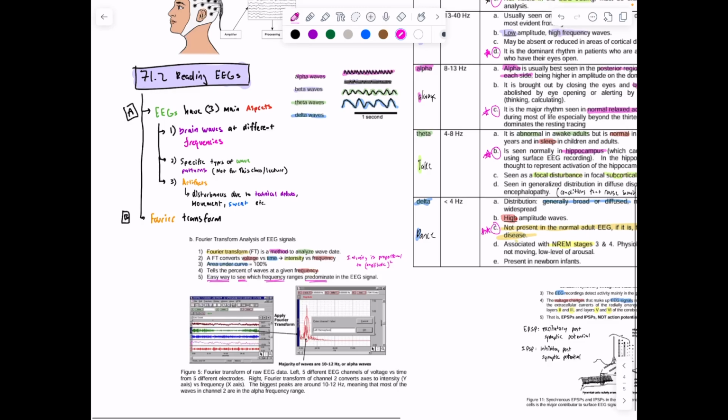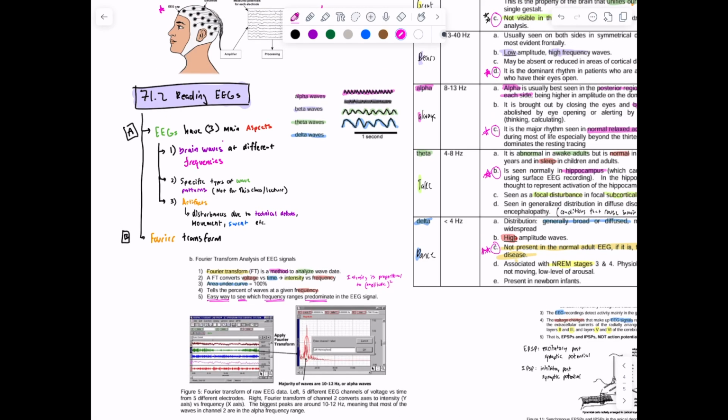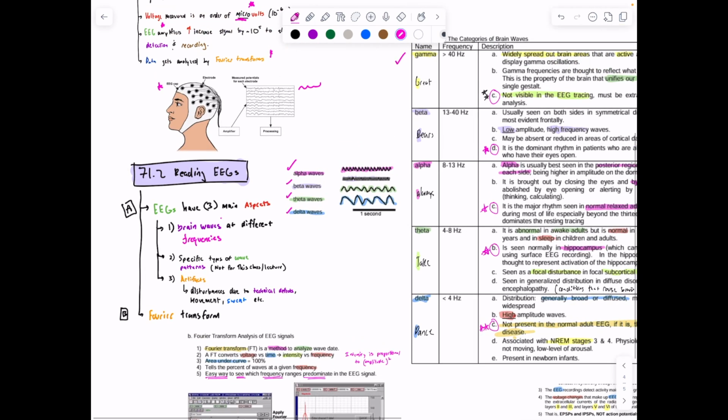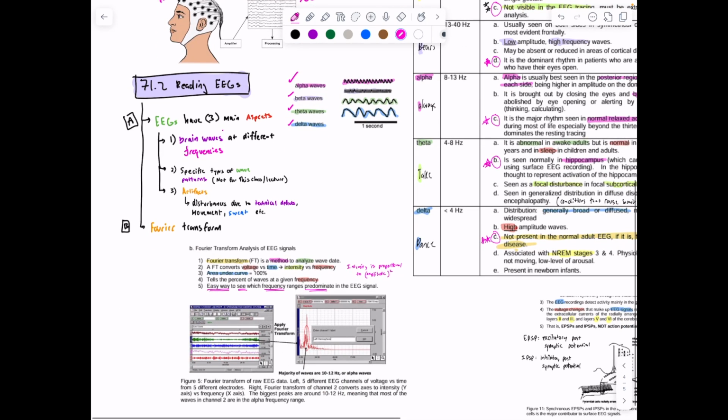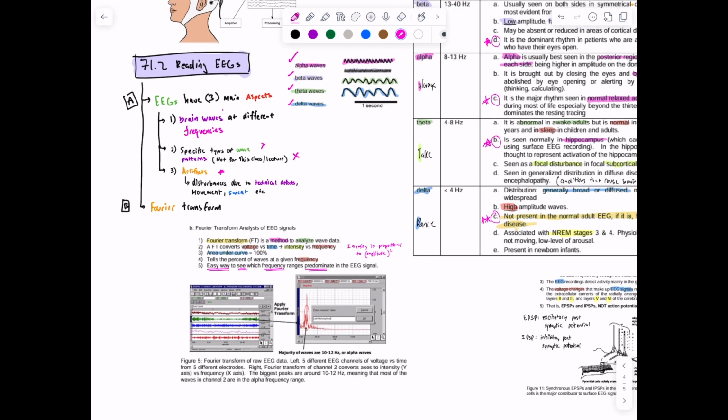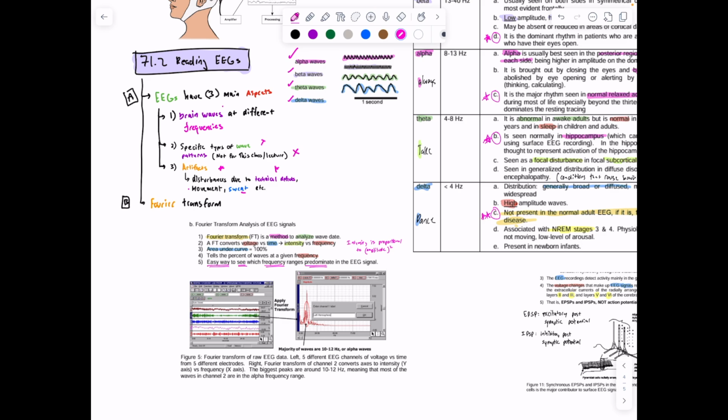All right, so then how do we actually go about reading EEGs? They have 3 main aspects that we care about. So brain waves at different frequencies. We have alpha, beta, theta, delta waves. We also have gamma waves, and we'll get to those in a second. Specific patterns of specific types of wave patterns, which is a little bit more complex, and we're not going to be looking at it in this class. And then you have artifacts on these EEGs, which, just like in ultrasounds, are not meant to be there. It's disturbances due to technical defects, due to movement, or maybe sweat, something that's adding noise, a signal that should not be there.